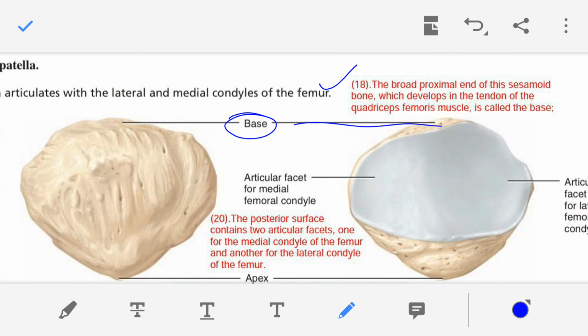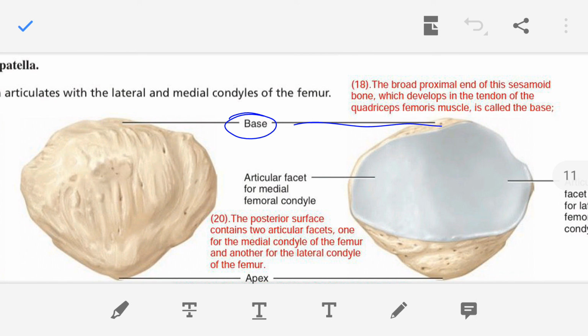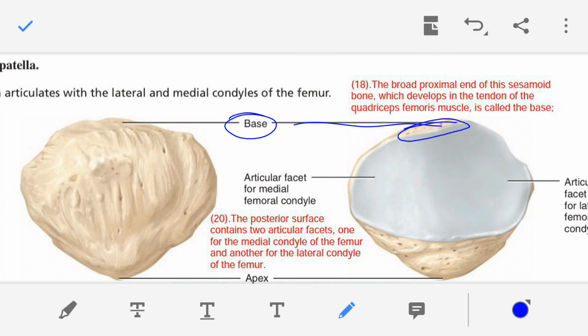Now the broad proximal end of the tela is known as the base. For example, this part, the broad proximal end, that is known as the base of the tela, and the other name for the tela is the sesamoid bone. Okay, now this base, where it is developing, it develops in the tendon of the quadriceps femoris muscle. Base develops in the tendon of the quadriceps femoris muscle.